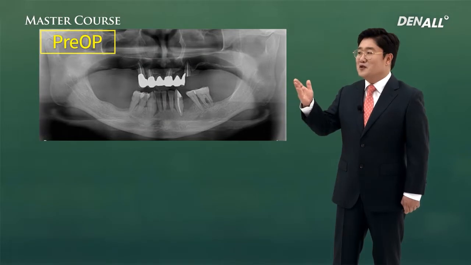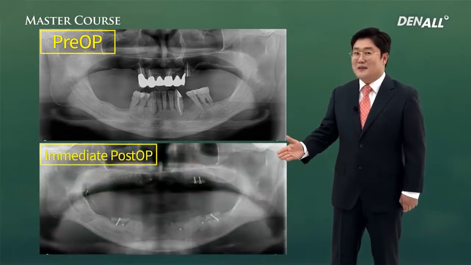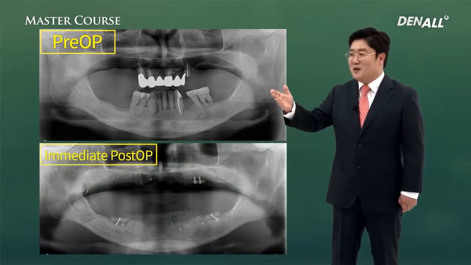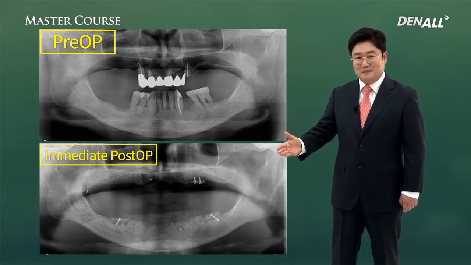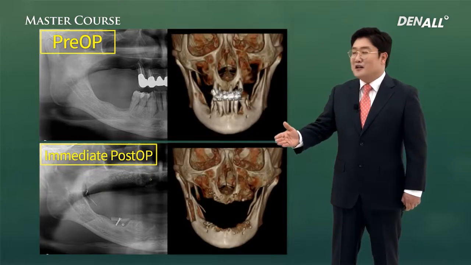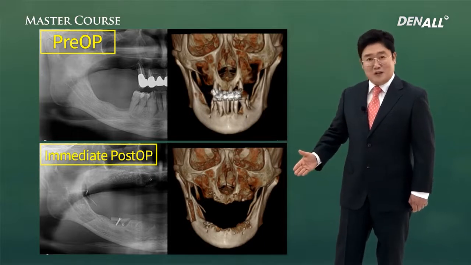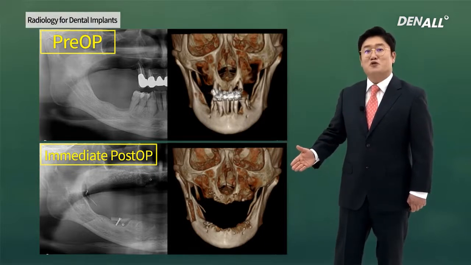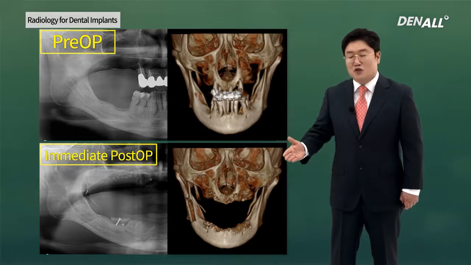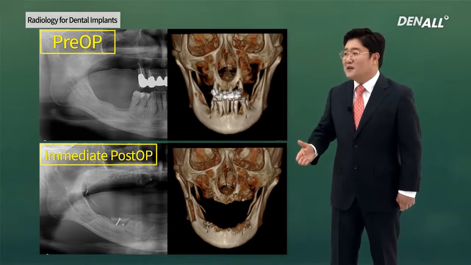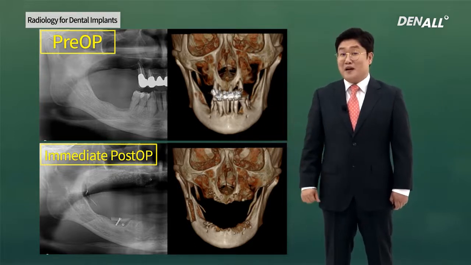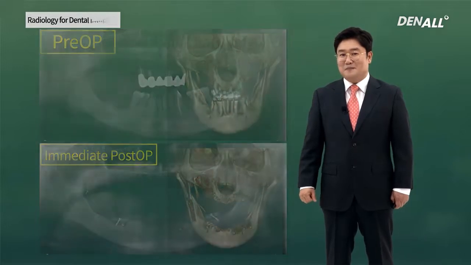Pre-op, post-op, panorama pictures. Please compare them. In pre-op, post-op, cone beam CT images, they can be compared. What have changed? Three-dimensionally, how important anatomical structures remain intact.